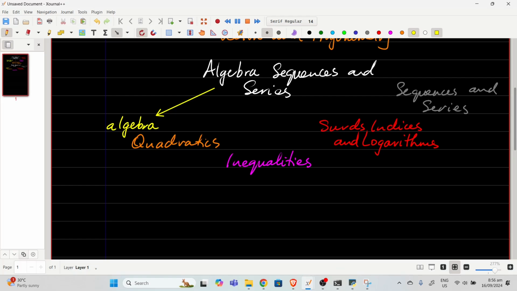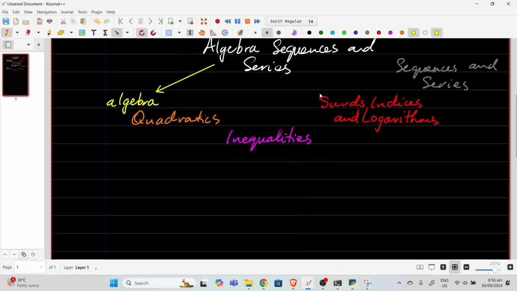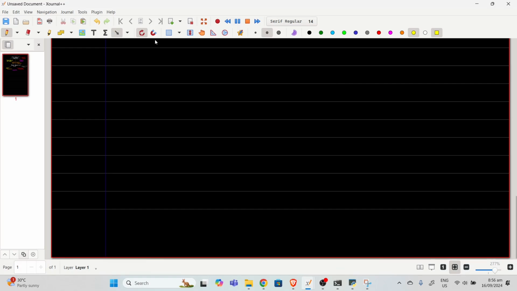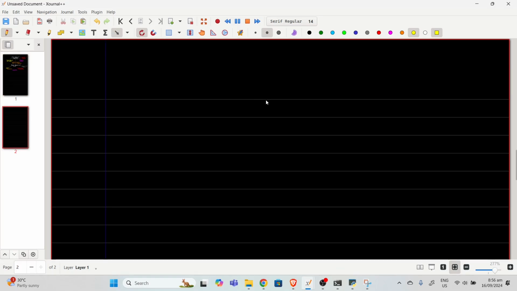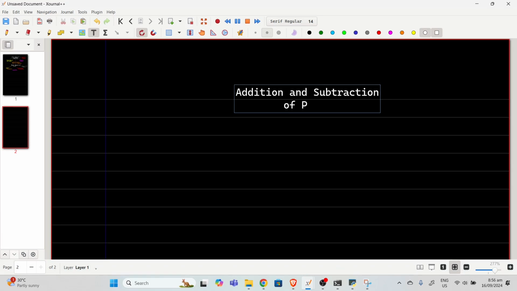All right, so let's get started with that. The first thing that you need to know when you're doing algebra is how to add and subtract polynomials. And this will be the topic that we're going to do for today: the addition and subtraction of polynomials.